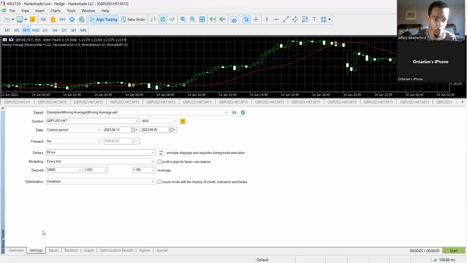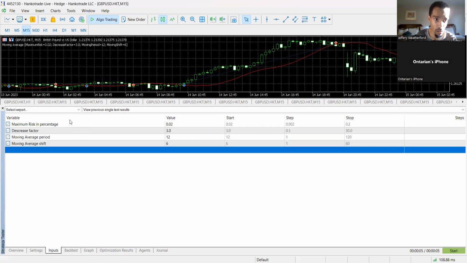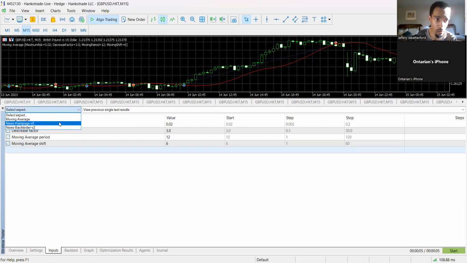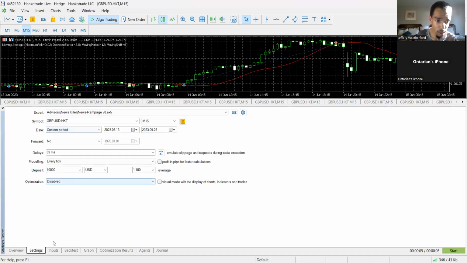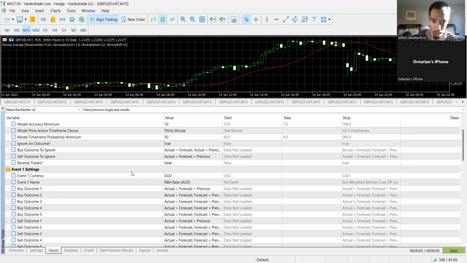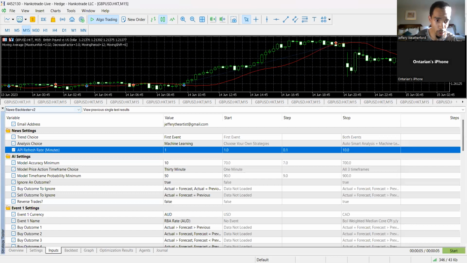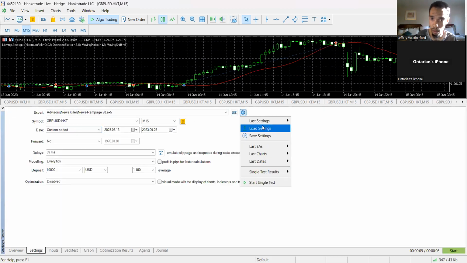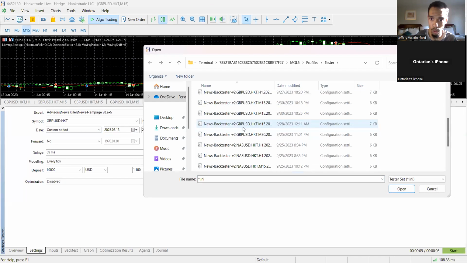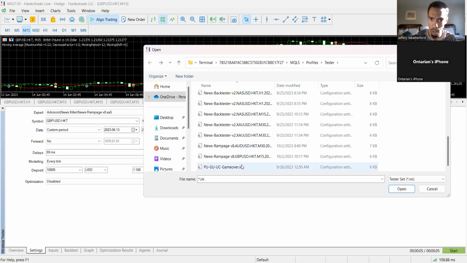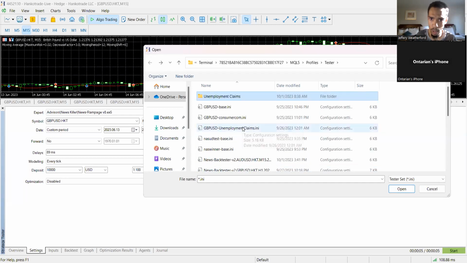Hold on. Let me see. GBP USD inputs. News back tester V2. Got to change the advisor to the News Rampager. All right, GBP USD. Load the settings. Here we go. Load settings. GBP USD unemployment claims.